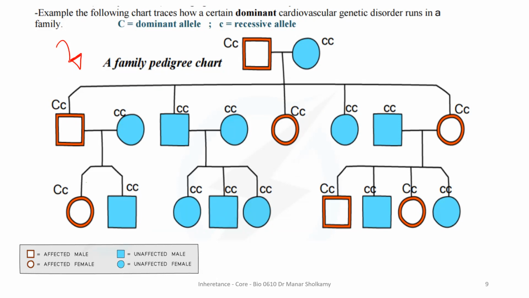Here, this chart is done in order to find out and to trace a particular disease and how it runs in a family. Let's look at this example. Here is an example following a chart that traces how a certain dominant cardiovascular genetic disorder runs in a family. C capital is for the dominant allele and C small is for the recessive allele. So this C capital, the dominant allele, is for the disease. A lot of you think that the disease is always recessive. Not always. The disease can be dominant. You always have to read the question. And this small c is the recessive allele.